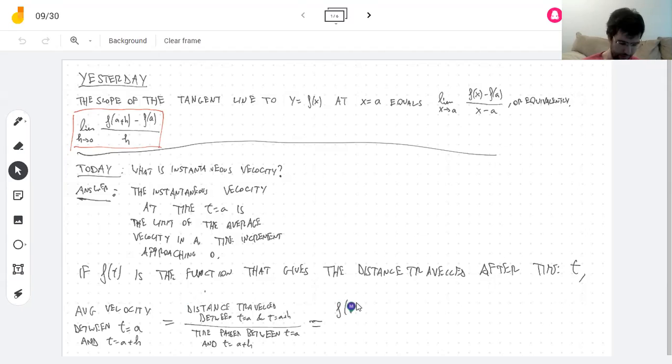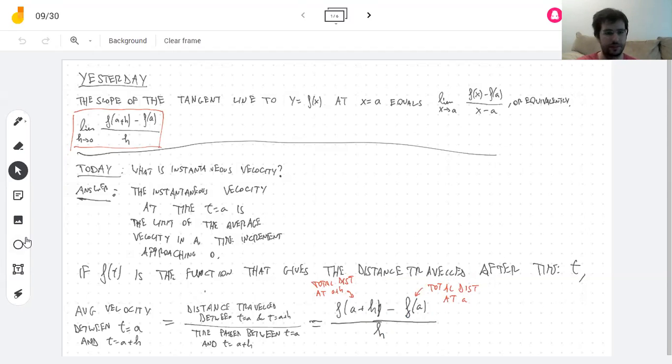So in a formula, this is f of a plus h minus f of a, because this is the total distance. And when you subtract the total distances, you get the distance that you traveled in that amount of time. And the time that passed between a and a plus h is just h. How much time passed between 6 seconds and 6 plus 3 seconds? Well, it's 3 seconds. So this formula is the formula for the average velocity. It looks exactly like the formula for the slope.